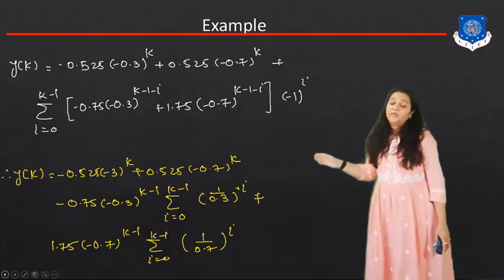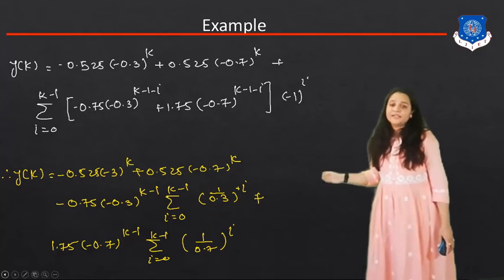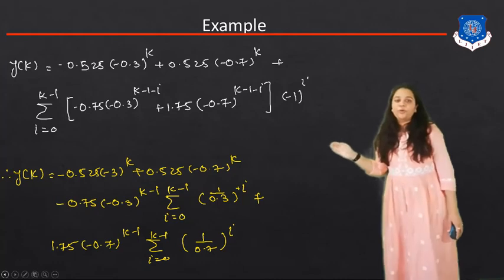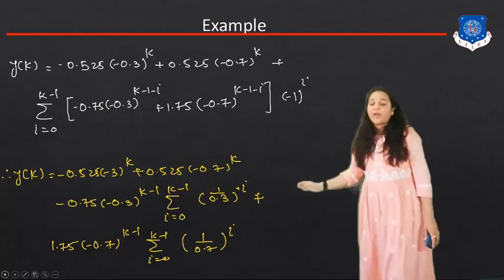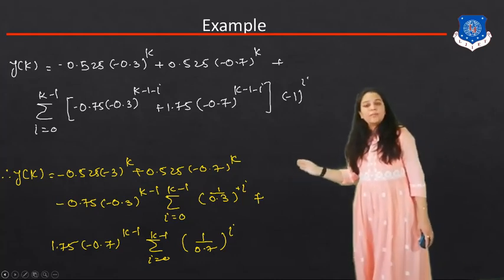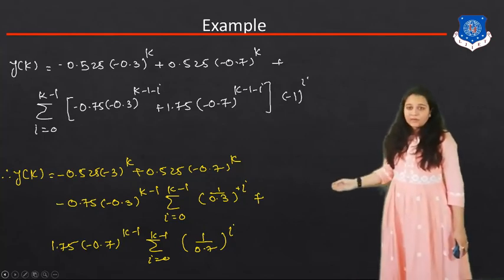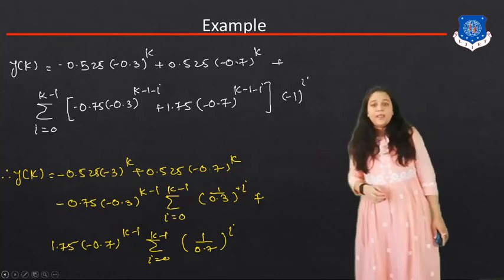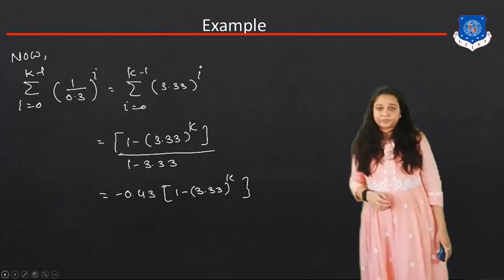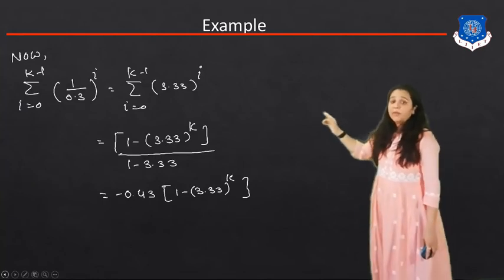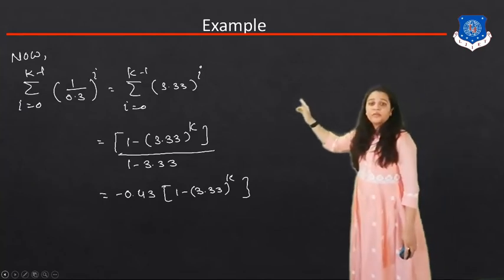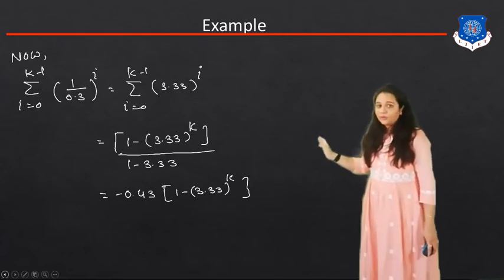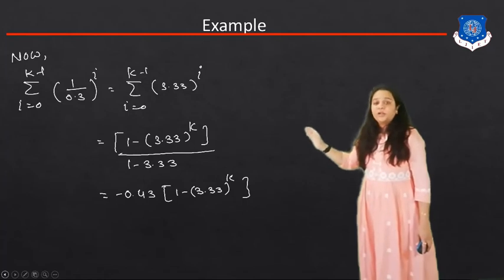and we can apply the limit: summation i = 0 to k-1 of 1 by 0.3^i, plus 1.75 (-0.7)^(k-1), and summation i = 0 to k-1 of 1 upon 0.7^i. If we simplify this equation, the summation i = 0 to k-1 of 1 upon 0.3^i is equal to the summation i = 0 to k-1 of 3.33^i.